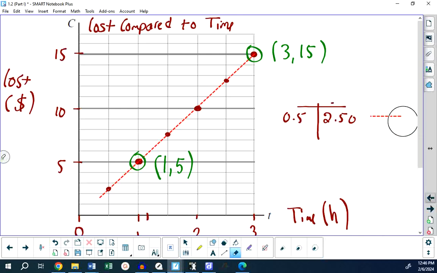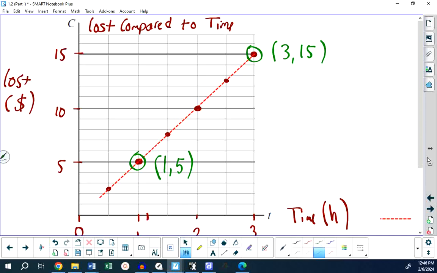I hope that all of you know how to find the slope as soon as you have those numbers written down. Your slope will be equal to this y minus this y over this x minus this x.